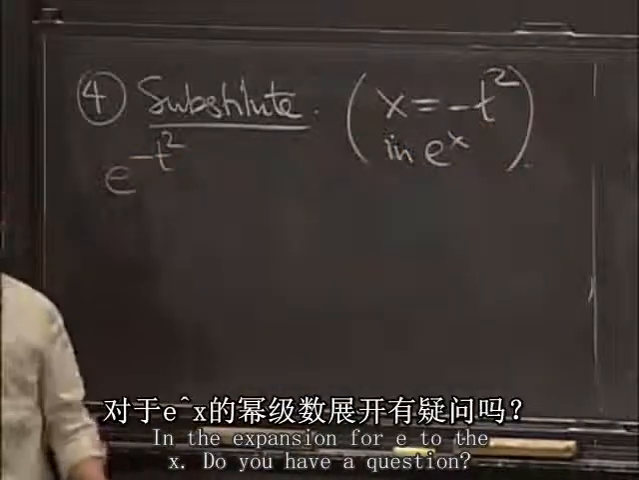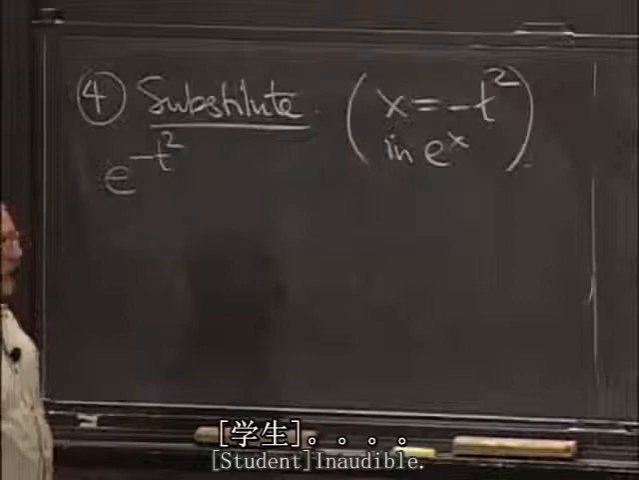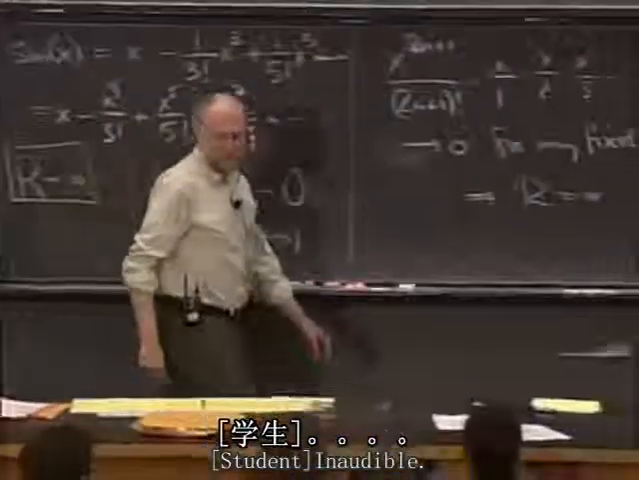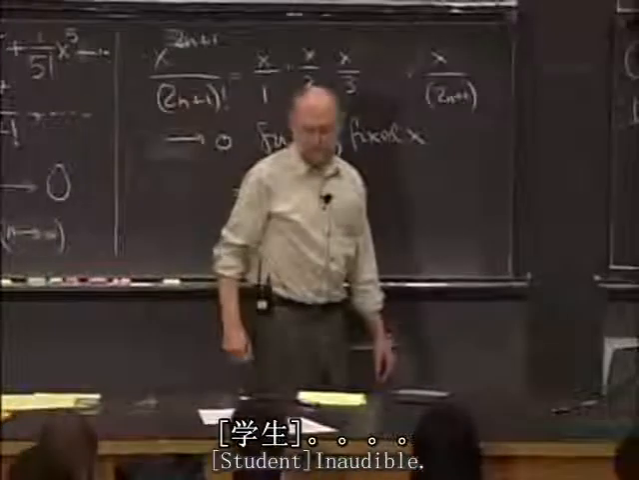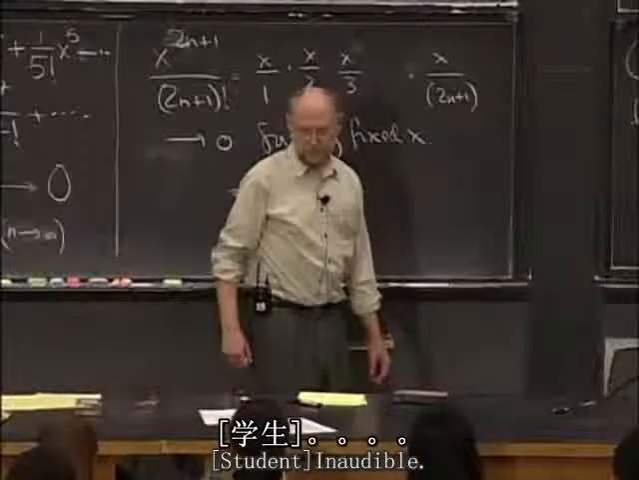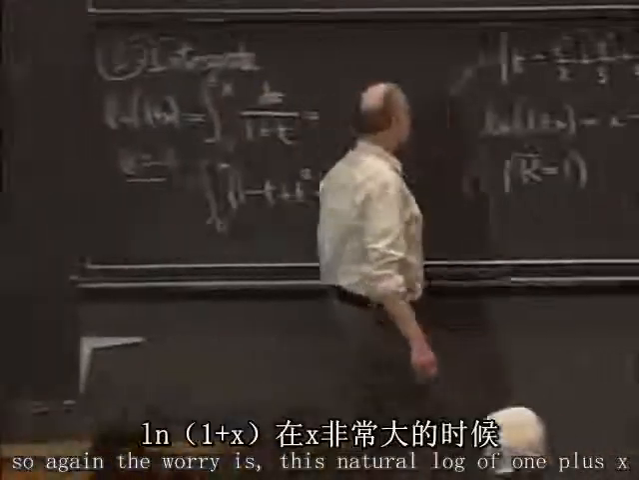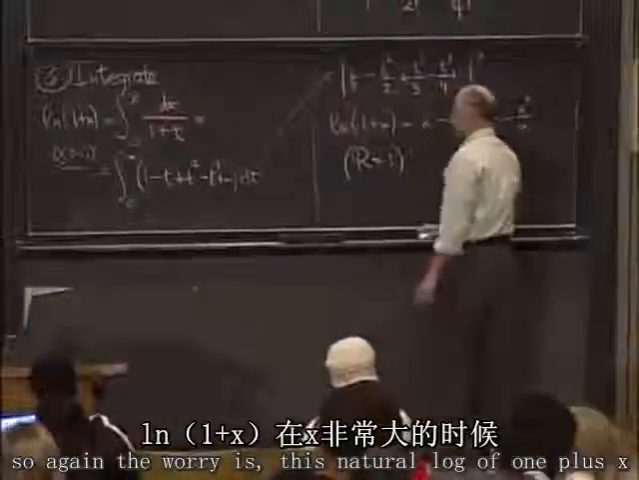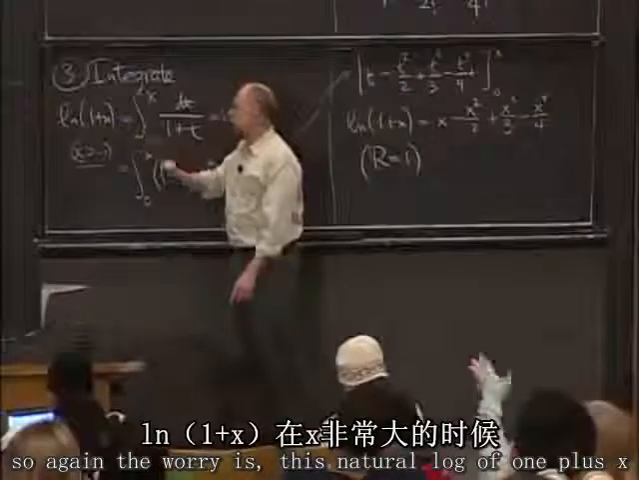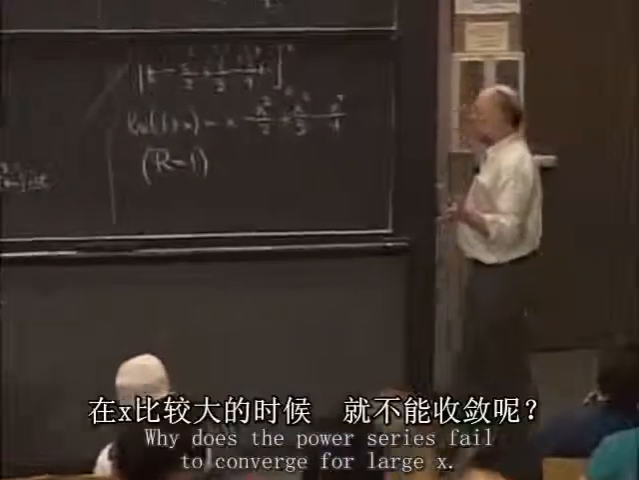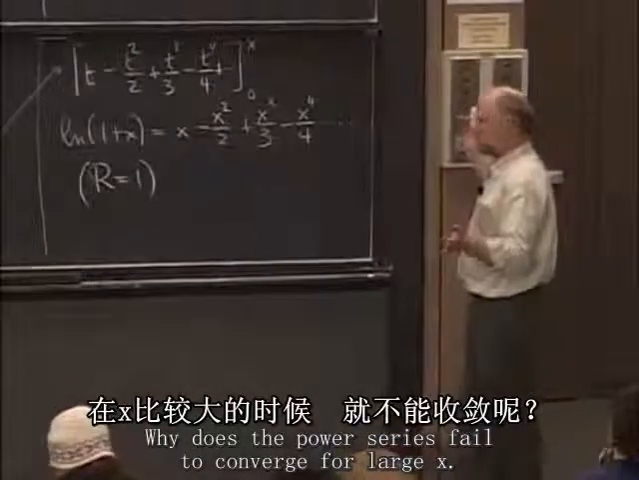Do you have a question? Well, it was just concerning this radius of convergence. You can't define x so that it's always positive, and if so, it wouldn't have a radius of convergence, right? Like I say, again, the worry is this natural log of 1 plus x function is perfectly well behaved for large x. Why does the power series fail to converge for large x?